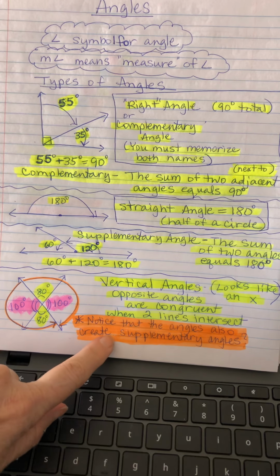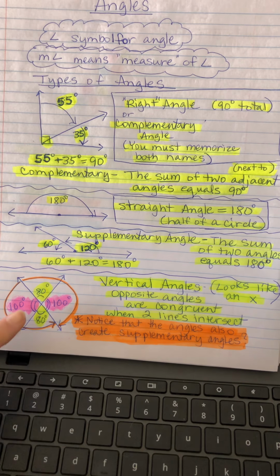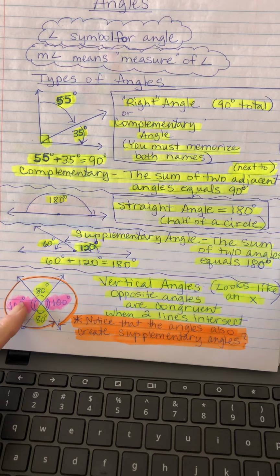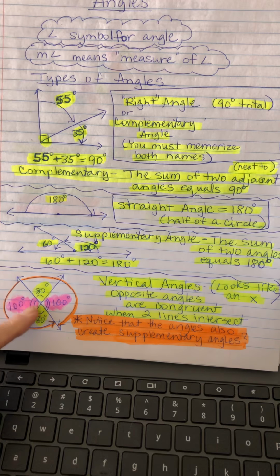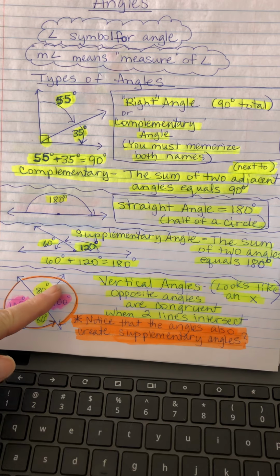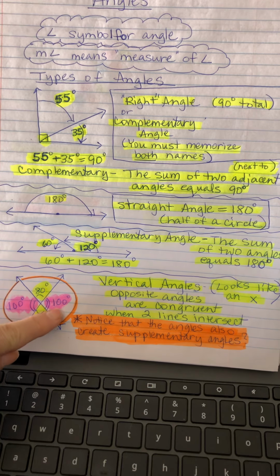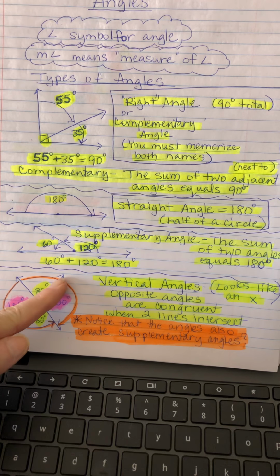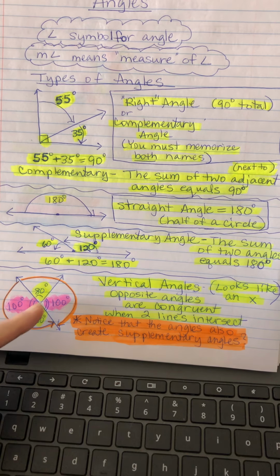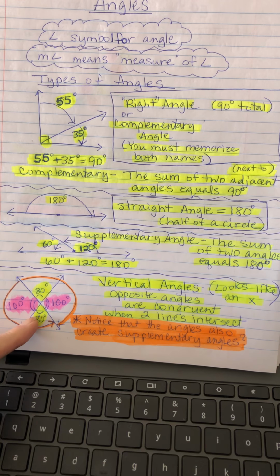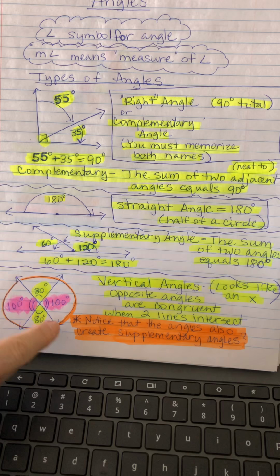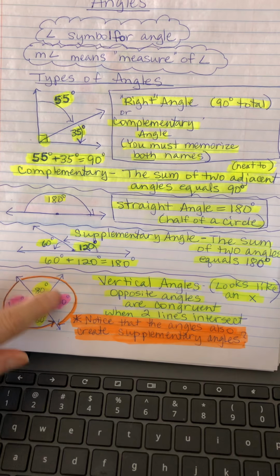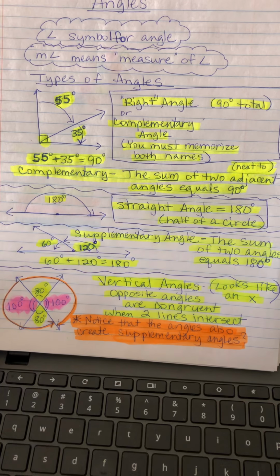Do you notice the angles also create supplementary angles? So see that? That's a straight angle right there. And if I want to look at this, 100 plus that 80, those two angles right there, they equal 180. So does 80 and this 100, because that's a straight angle. So that's supplementary. Now look at it looking this way. Look at that straight angle and these two angles equaling 180. And then that straight angle and these two angles equal 180. So there's a lot of supplementary angles there, and there are also vertical angles there.